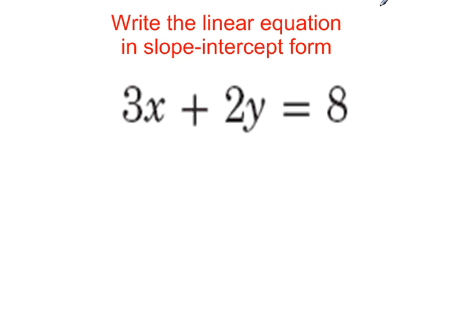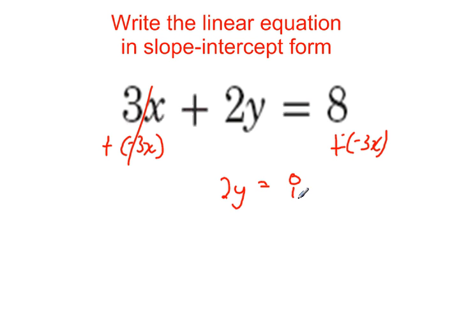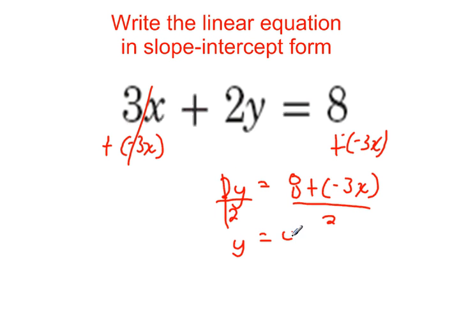Let's change this one. We have 3x plus 2y equals 8. Now, we do the same thing. We want to solve this so we get y equals. So we're going to add negative 3x to both sides. These terms cancel out, so we have 2y is equal to 8 plus negative 3x. And then last, we're going to divide by 2. These cancel out. We get y equals 8 divided by 2 is 4 plus negative 3 divided by 2.